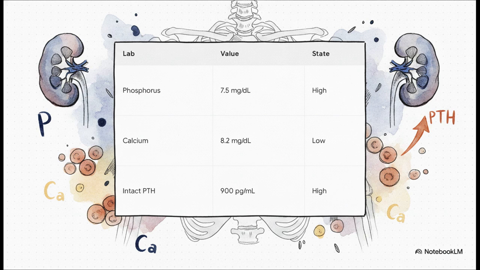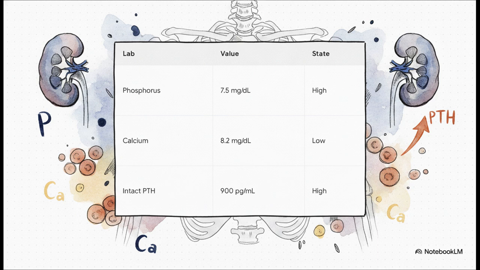Let's break down our final case, question 14. We have a 50-year-old male with end-stage renal disease on dialysis. He's suffering from bone pain and calciphylaxis. His phosphorus is elevated at 7.5 simply because his failing kidneys can't excrete it. Meanwhile, his calcium is low at 8.2 because those same kidneys can't synthesize active vitamin D. So in desperate response to this chronic low calcium and high phosphorus, his intact PTH shoots way up, massively elevated at 900. This right here is the textbook definition of secondary hyperparathyroidism.